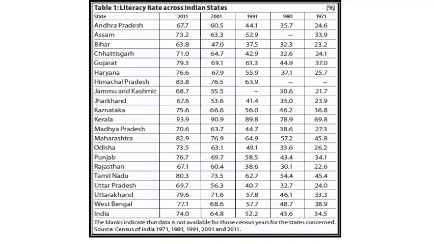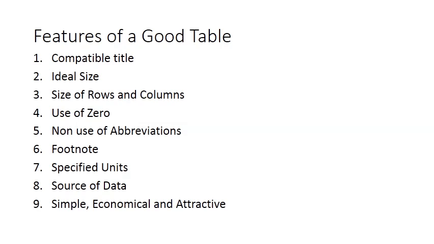So now you should be able to find out all the components of a table from this table. So this is the best example. Let's move forward. Features of a good table.